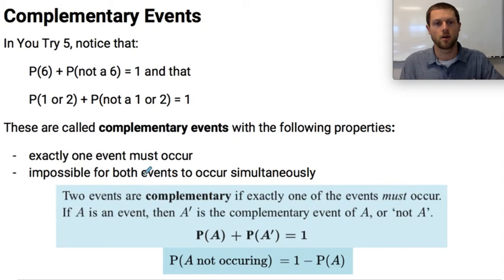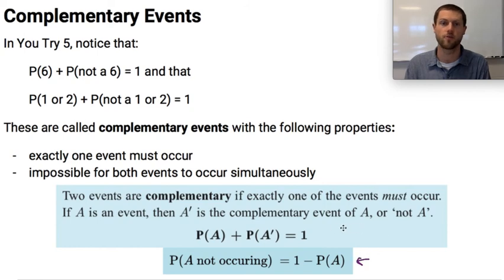So in general, I could say two events are complementary if exactly one of them must occur. And we can use this probability notation of saying the probability of A occurring plus the probability of not A occurring is equal to 1. I can also solve for the probability of A not occurring, and that will always equal 1 minus the probability of A. And you can think about that like I subtract this probability on both sides and I get this.